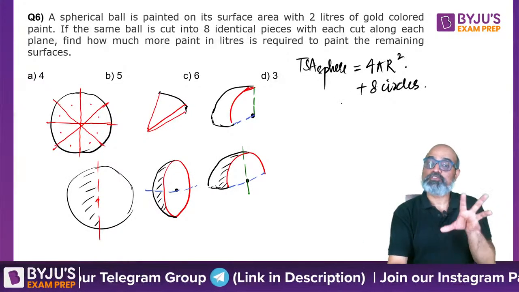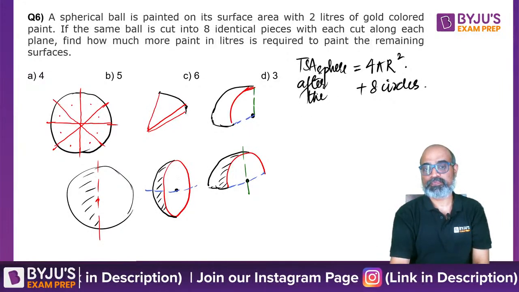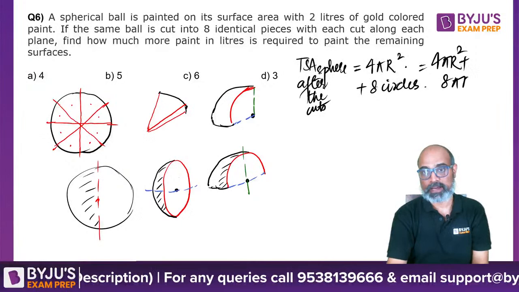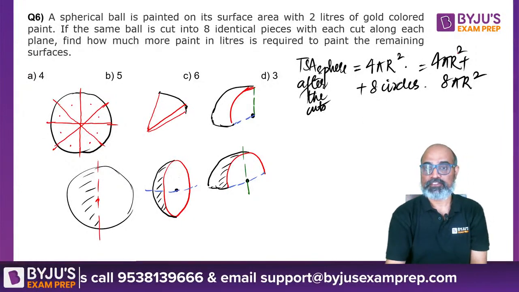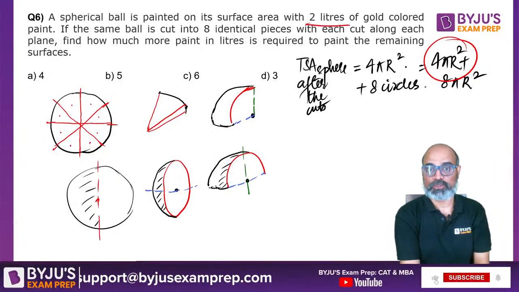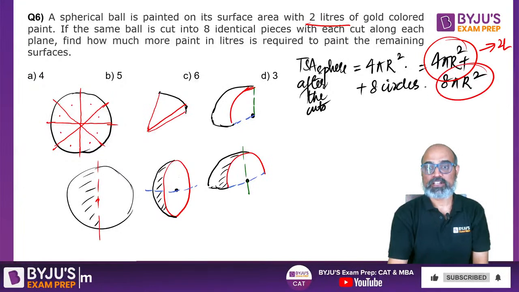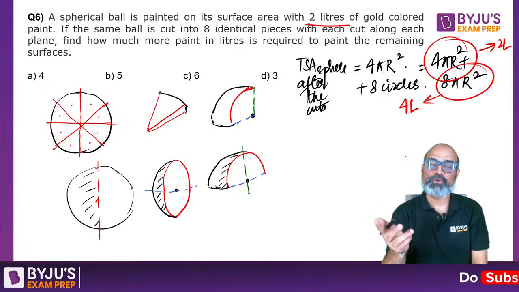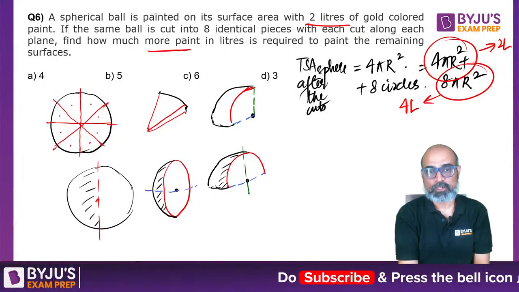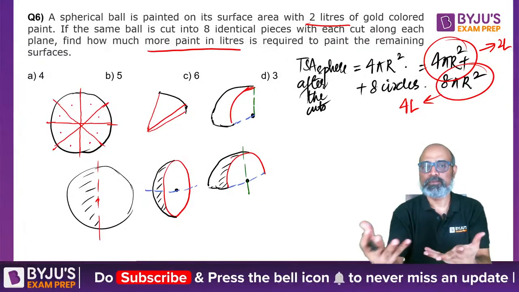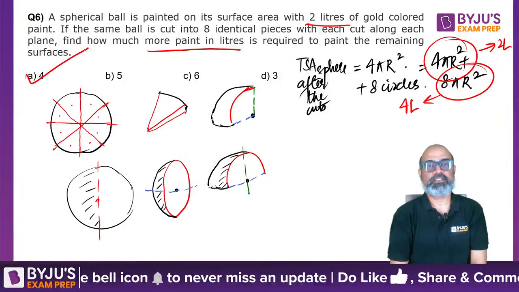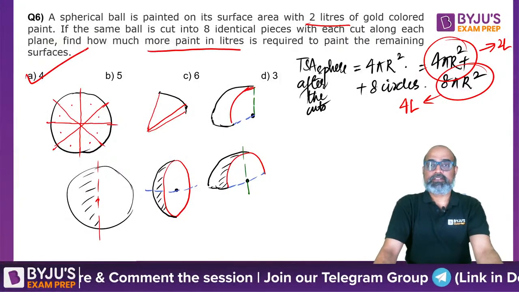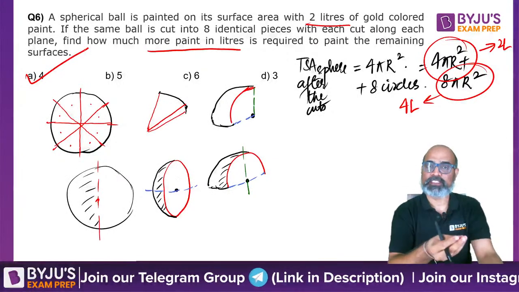So can I say the total surface area of this sphere after the cuts will be 4 pi r square plus 8 circles area, which will be 8 pi r square. Now if 4 pi r square requires 2 liters of gold, then 8 pi r square will require 4 liters of gold. So is the question asking the total liters of gold required, or how much more gold was required? The question is how much more is required. Gold colored paint, not gold. So we need another 4 liters. Clear?